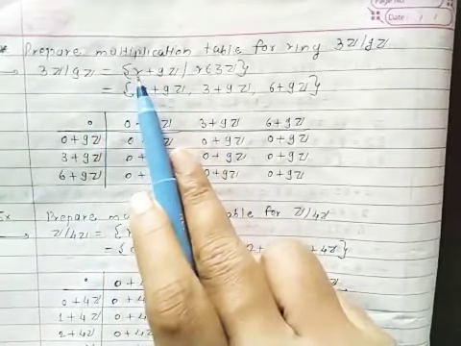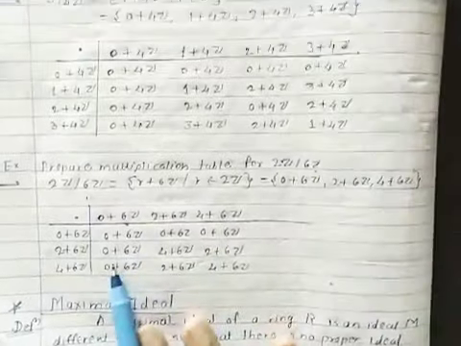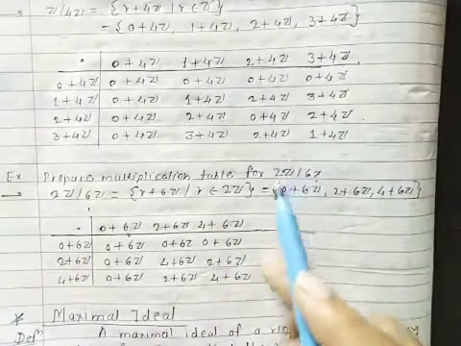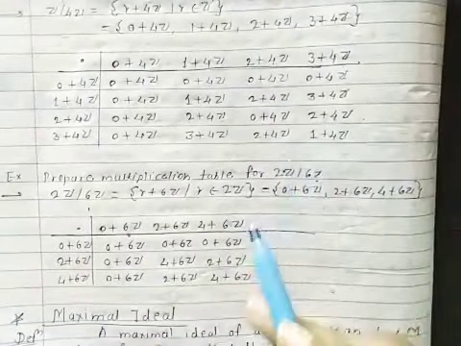So the next two examples are similar. Prepare the multiplication table for Z over 4Z, that is r plus 4Z. There are a total of 4 elements. In the next one also we have to prepare the multiplication table for 2Z over 6Z. So here we get a total of 3 distinct elements. You can prepare these 2 multiplication tables, take it as an exercise.